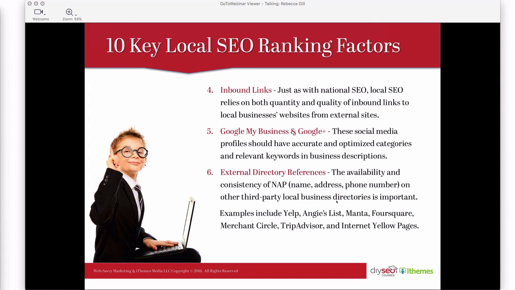So number 6 is external directory references. Years ago we used to actually offer this as a service. These external directories would be Yelp or Angie's List or Foursquare or Merchant Circle or TripAdvisor, whatever the industry is. There's a lot of different versions. We used to go through and populate this for companies and then update them, and it was really time consuming and labor intensive because it was a manual process, and as a developer and an agency, you had to use the client's email and wait for confirmations and things like that.